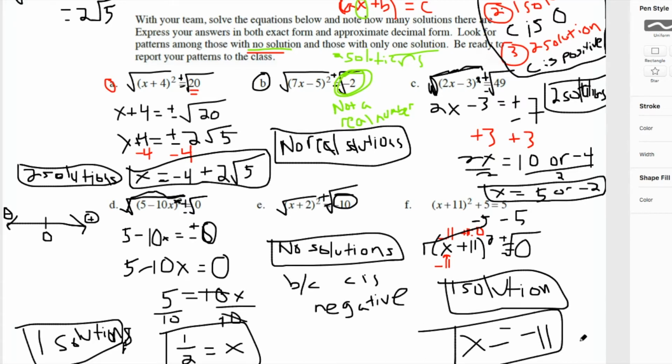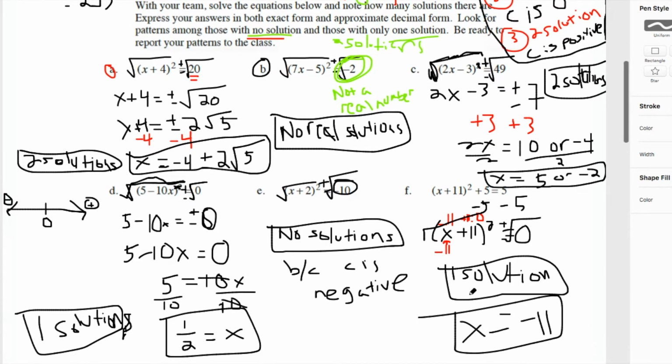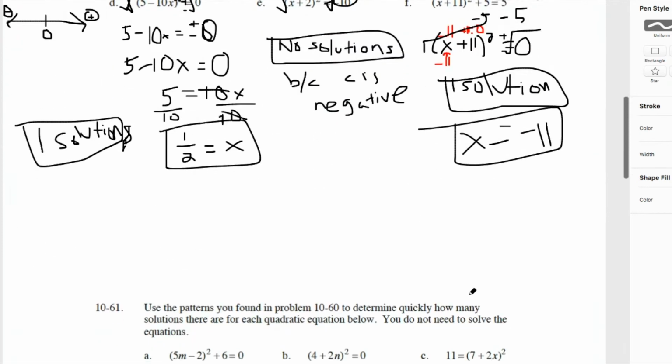Got some company with this car in the background here. So anyways, helping us wrap up some quadratic solving problems.